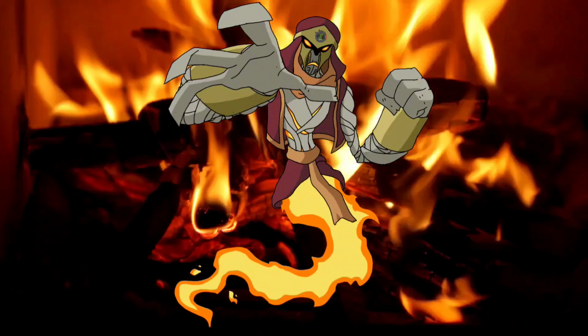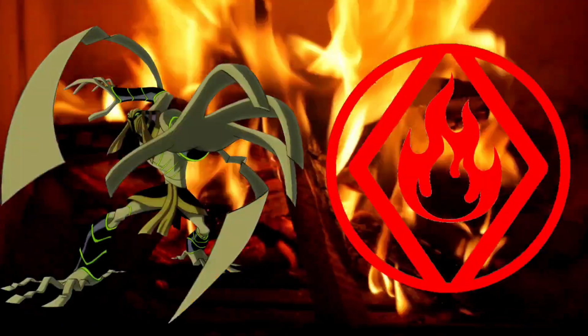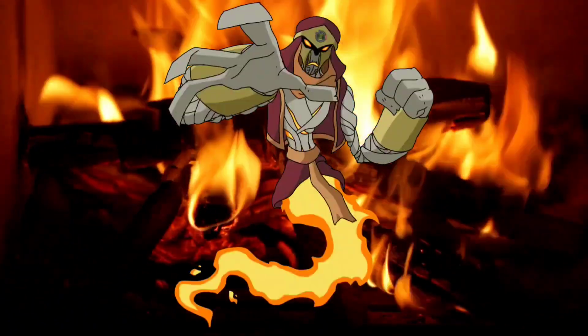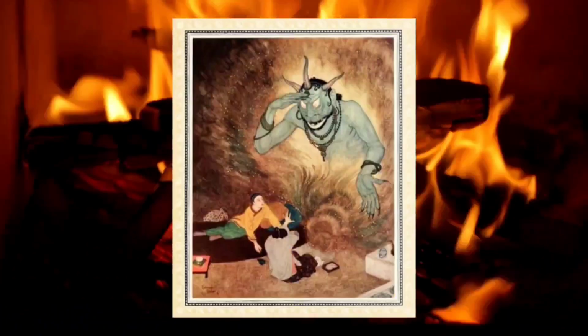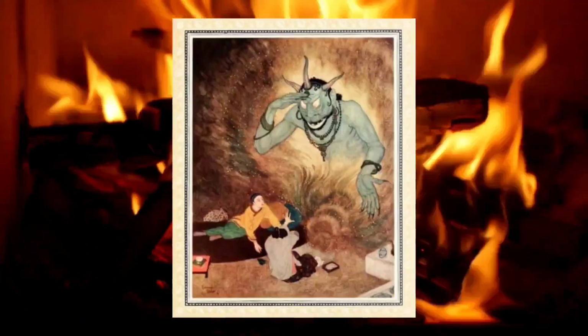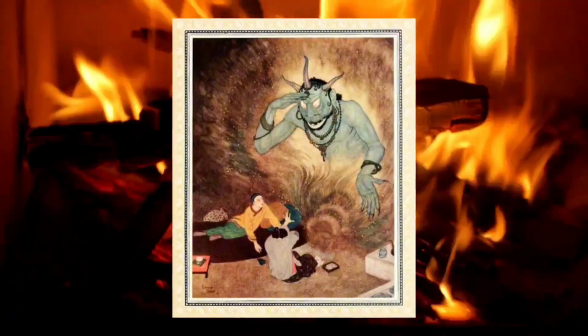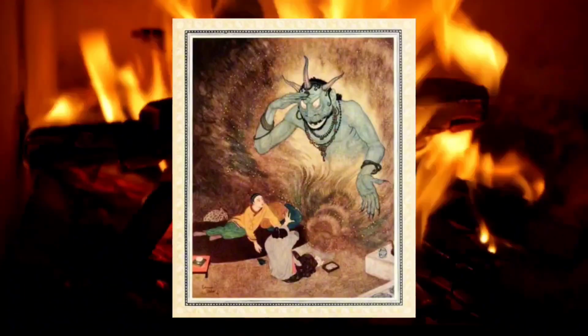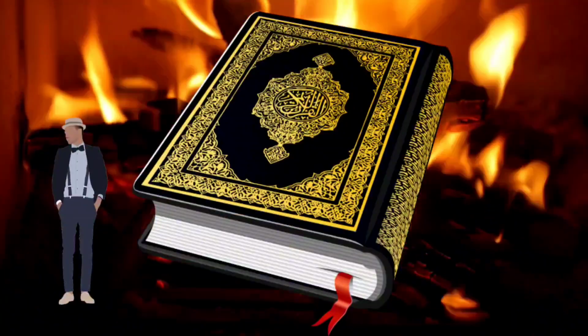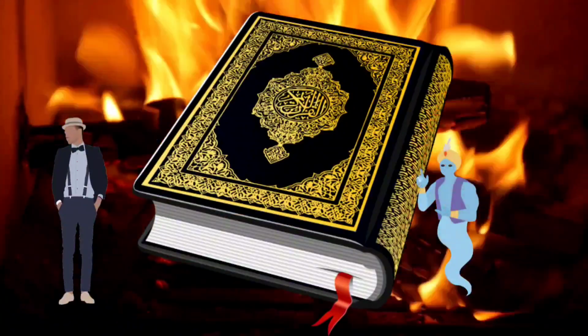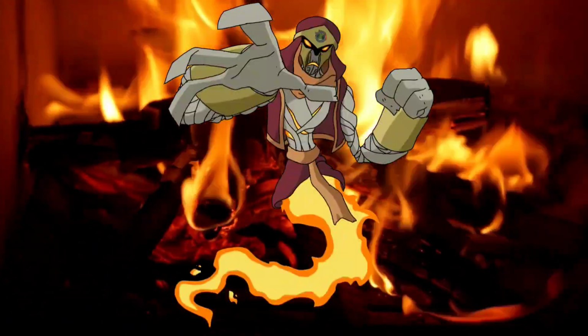Now onto Inferno, the result of Snarrow infused with the element of fire. For this one, I heavily based him on the Jinn, or better known as the Genie. Jinn are mystical beings that are well known throughout the Middle East and surrounding countries. They're even prevalent in Islamic culture and beliefs. It's stated in the Quran that Allah made man from clay and the Jinn from smokeless fire. Hence why I used the element of fire for this.